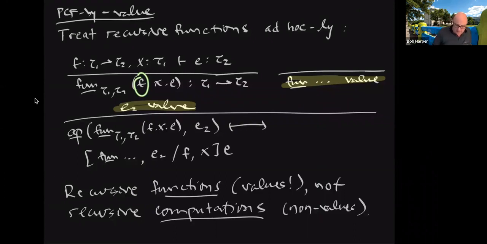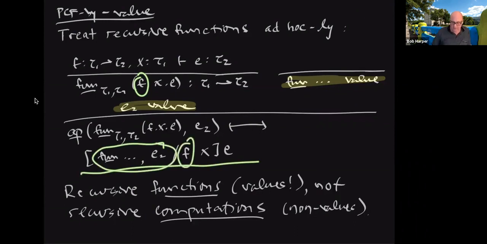And then application ensures that it plugs in the thing for itself, for F, before executing the body. So it keeps one step ahead of your recursive function, because by the time you call it with an argument, that's X, it's first arranged to plug in the function itself for F, so you never know the difference. So if you then get to the branch where you're doing a recursive call, you'll once again see the fun. So that's the whole idea. So now we have recursive functions, which are values, but we don't have recursive function computations, which are non-values.